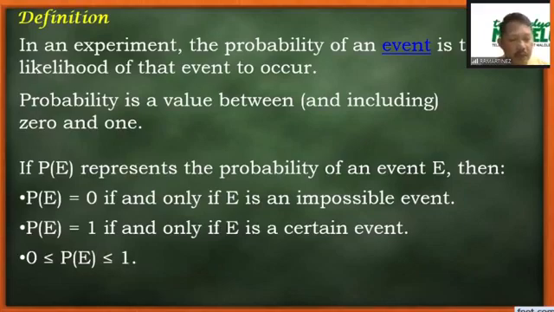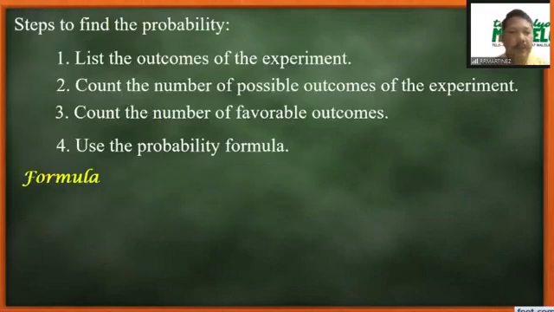And 0 is less than or equal to P(E), and P(E) is less than or equal to 1. Now, there are steps here to find the probability. First, list the outcomes of the experiment. Second, count the number of possible outcomes of the experiment. Third, count the number of favorable outcomes. And fourth, use the probability formula.